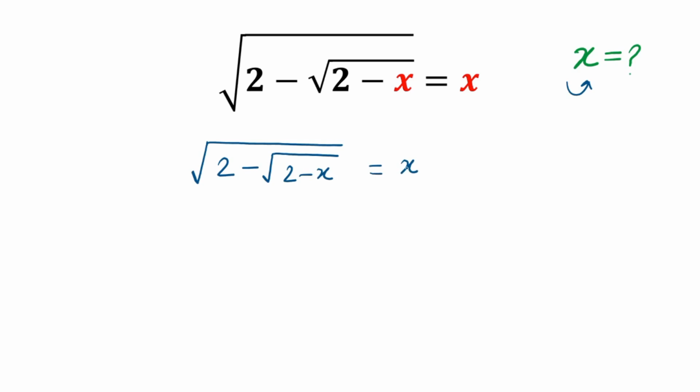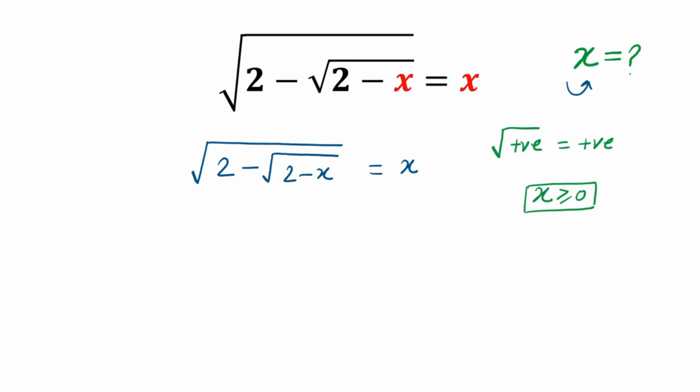We know that square root is defined only for positive numbers, so the square root of a positive number is also positive. It means the left hand side is always positive. If the left hand side is positive, then the right hand side must be positive. Here we can say x is greater than or equal to 0. This is our first condition for solving this question.